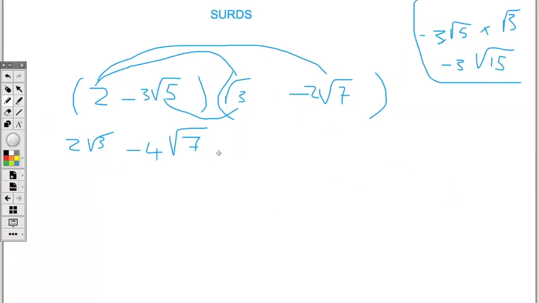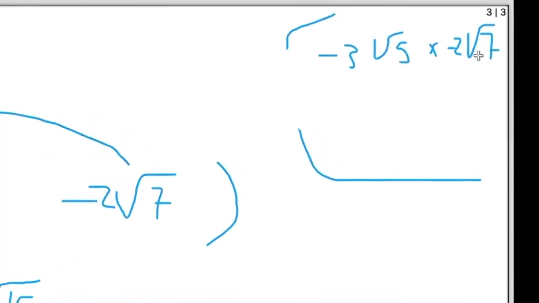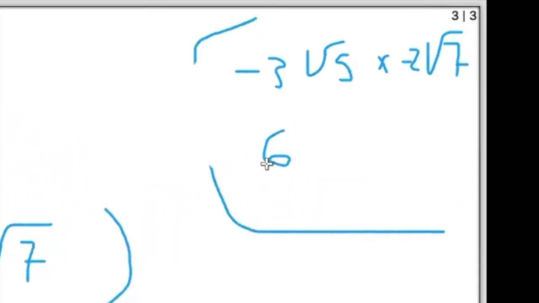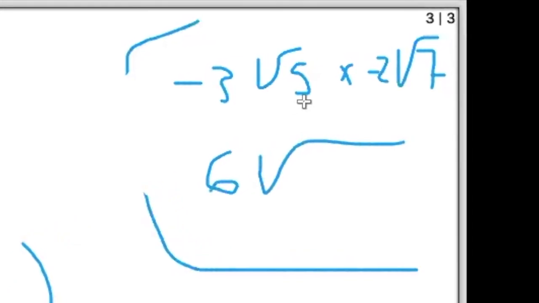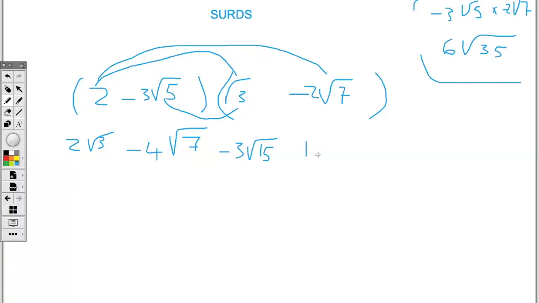So right here we'll have minus 3 root 15. Then we multiply minus 3 root 5 times minus 2 root 7. So multiply minus 3 root 5 times minus 2 root 7. Negative 3 times negative 2, that's positive 6. And 5 sevens, 35. So this will give us plus 6 root 35.